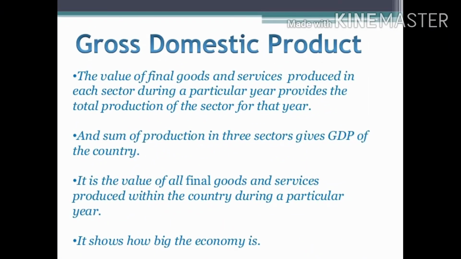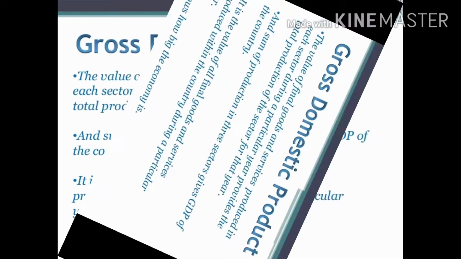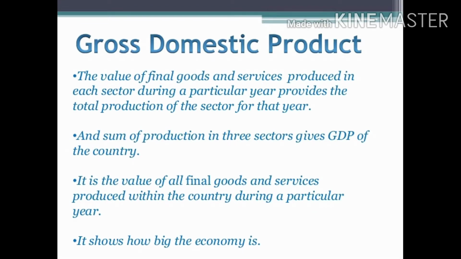So gross domestic product means the value of final goods and services produced in each sector during a particular year. It provides the total production of the sector for that year, called GDP. And the sum of the production in the three sectors gives the GDP of the country, and it is the value of all final goods and services produced within the country during a particular year. It shows how big the economy is.